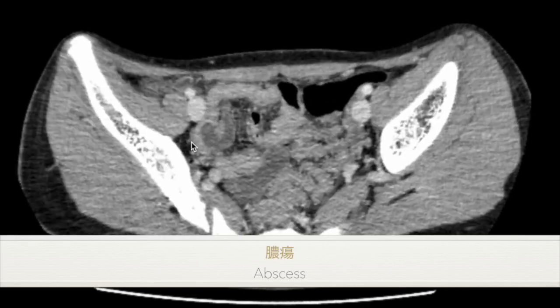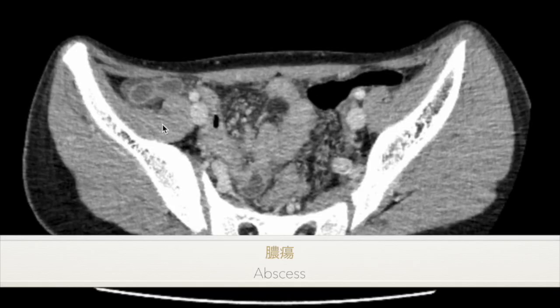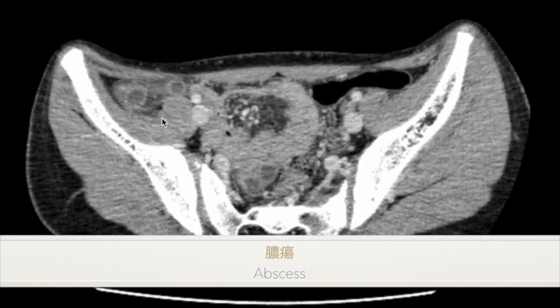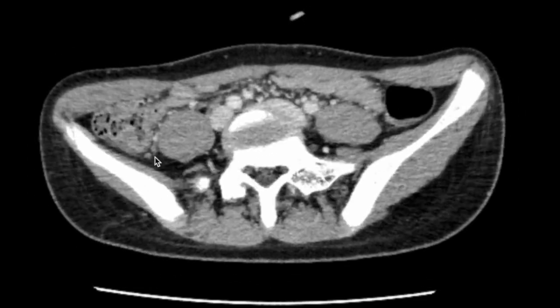Lastly, is there an abscess? An abscess is a collection of pus. When bowel necrosis leads to rupture, bacteria like E. coli spill out and form pus, so an abscess often indicates perforation. In this case, there's no abscess.